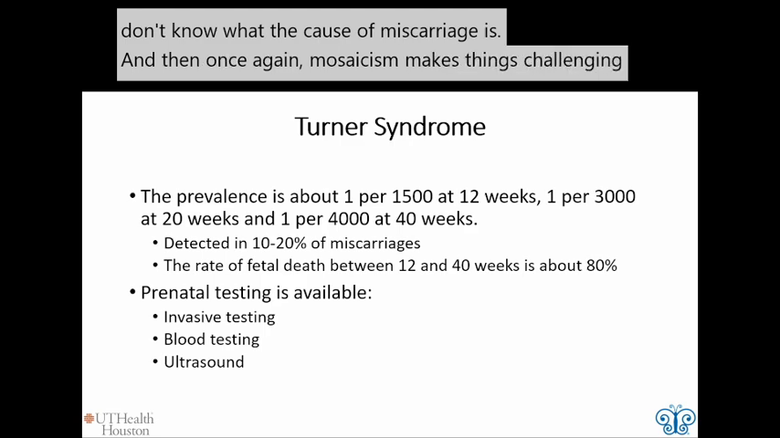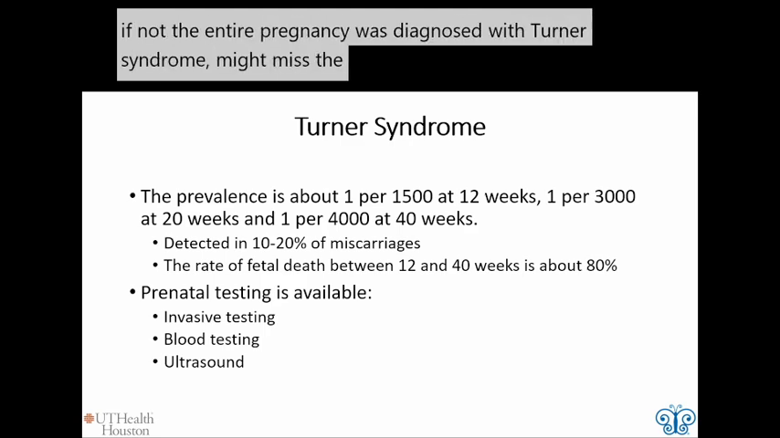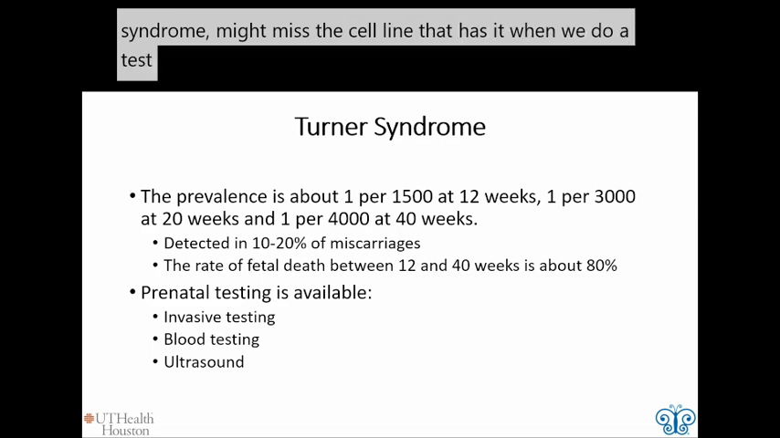And then, once again, mosaicism makes things challenging. If not the entire pregnancy was diagnosed with Turner syndrome, we might miss the cell line that has it when we do a test and essentially give parents a false negative.